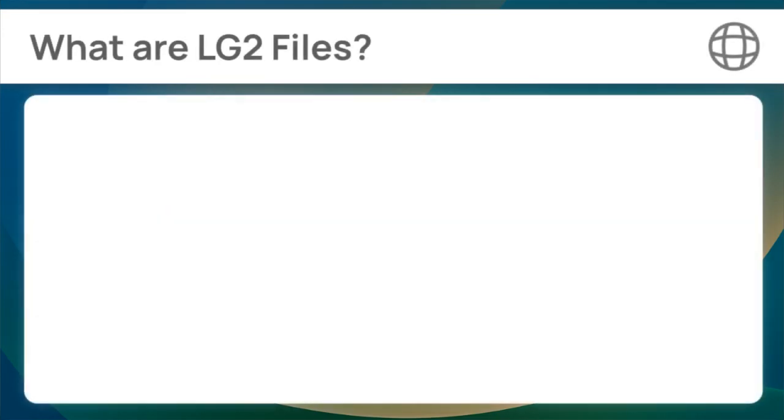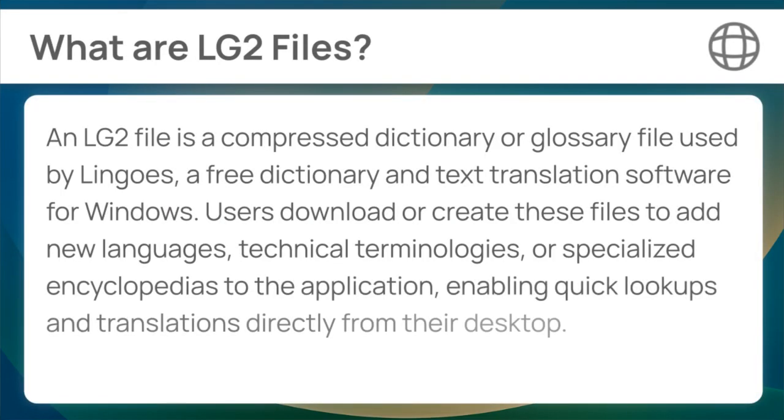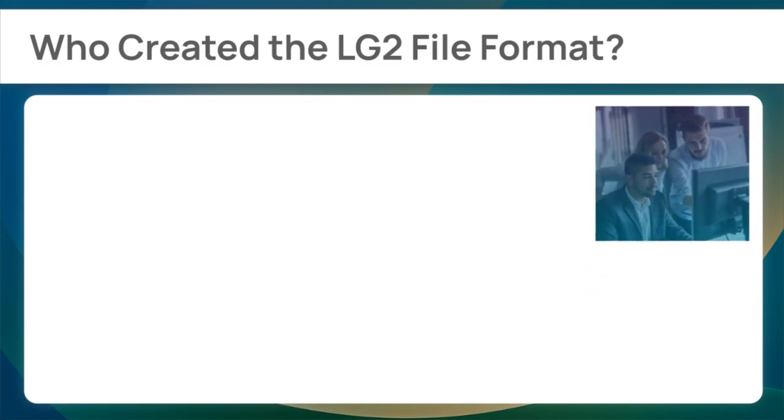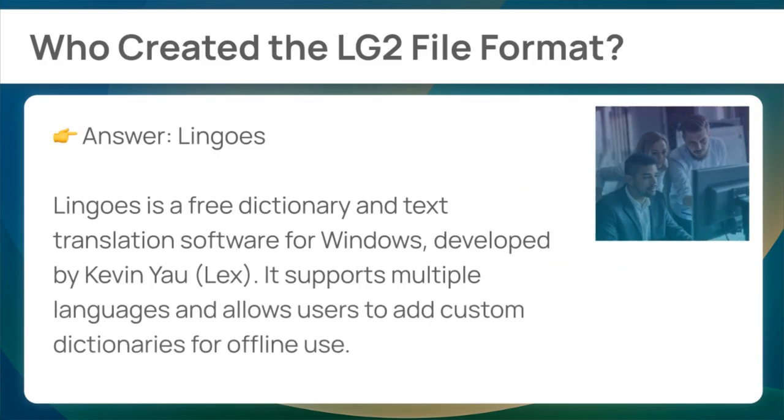An LG2 file is a compressed dictionary or glossary file used by Lingoes, a free dictionary and text translation software for Windows. Users download or create these files to add new languages, technical terminologies, or specialized encyclopedias to the application, enabling quick lookups and translations directly from their desktop.